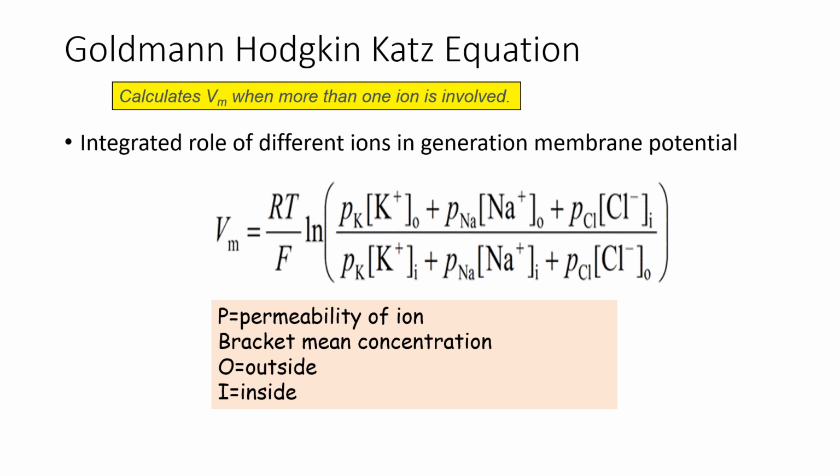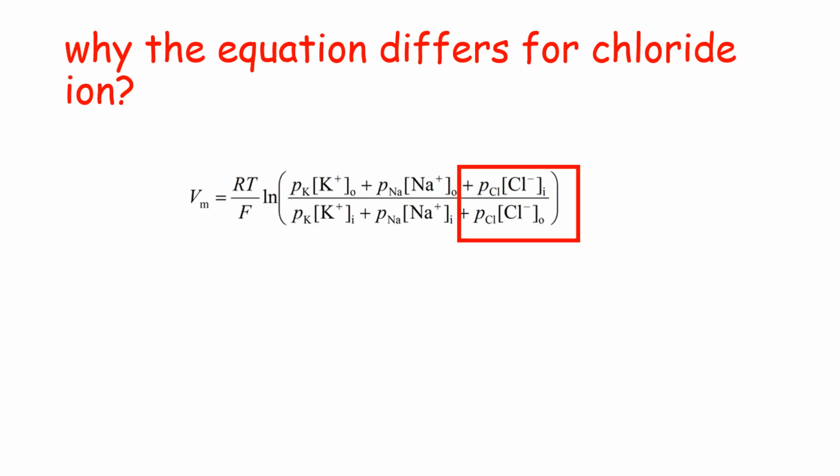So here we have the membrane potential Vm is equal to RT upon F log of permeability of potassium and its concentration gradient outside in, then permeability of sodium, its concentration gradient sodium outside in, then we have for the chloride, that is permeability of chloride and its concentration inside out. So in this slide we can know that it is an integrated role of different ions in the generation of resting membrane potential.